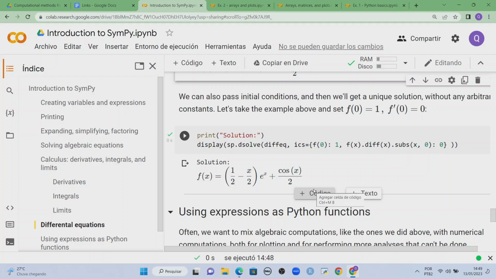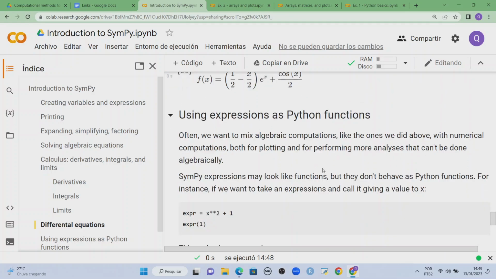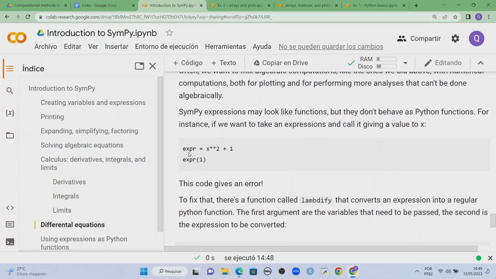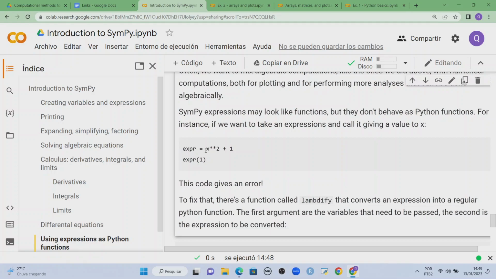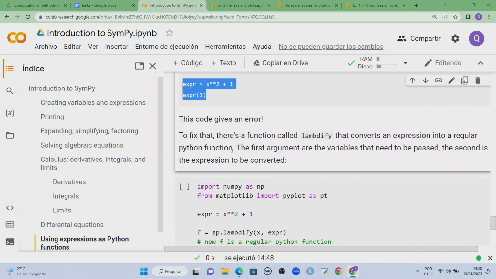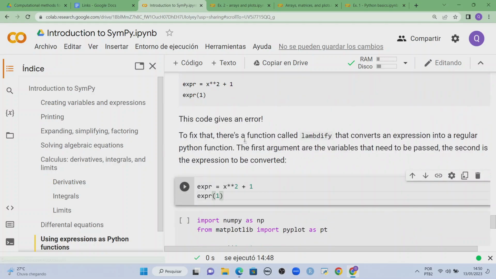Because my x and my y variables here are not arrays, they're not numbers, they are SymPy symbols. So for instance, if I have an expression, x squared plus 1, naturally I want to calculate this expression for different values of x. I would want to do something like the expression calculated at x equal to 1, and I would expect this to give 2. But you cannot do this. I can even try it here.